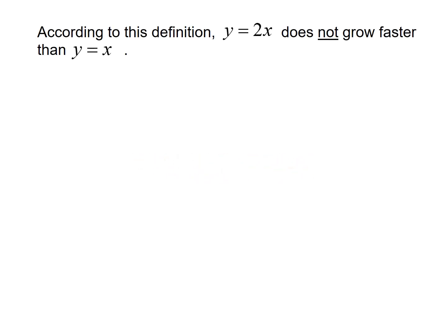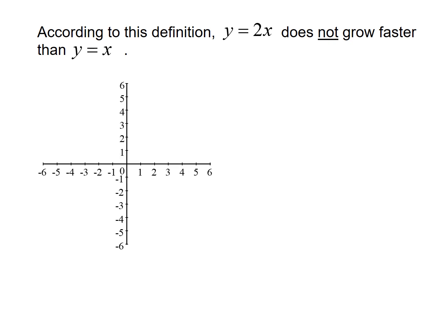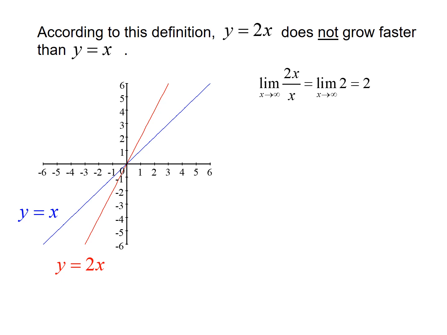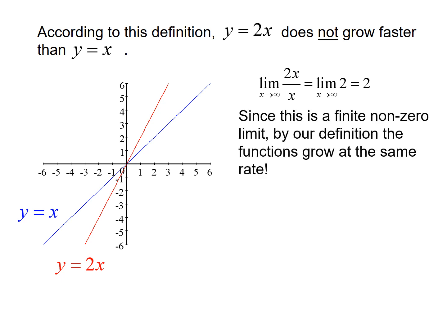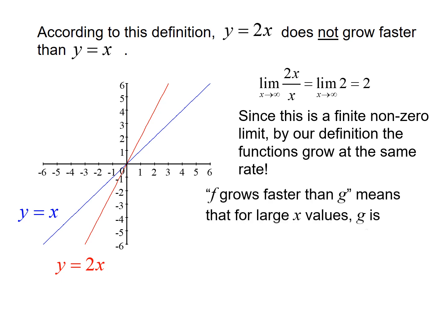Okay, a quick warning here to make sure we clear any misconceptions. According to this definition, y equals 2 times x does not grow any faster than y equals e to the x. So take a look at both of these. Now you might think, y equals 2 times x has a steeper slope, but that's not what we mean when we talk about growing faster or growing slower. So if we took the limit of one over the other, we get 2, that's a constant. By our definition, these grow at the same rate.